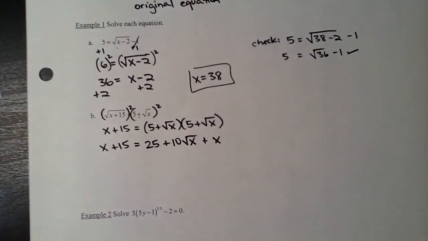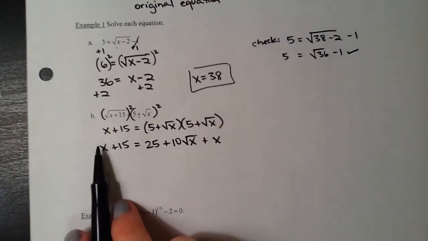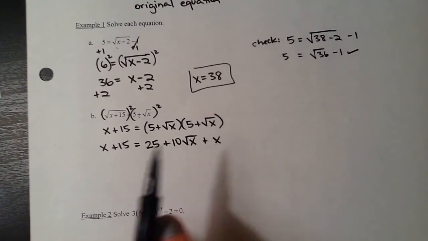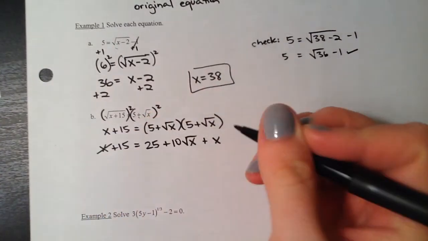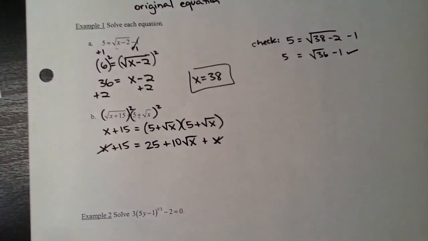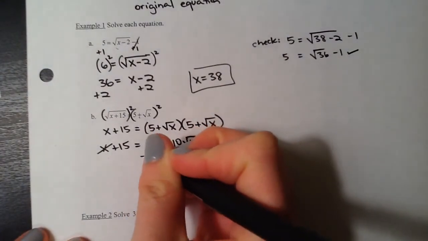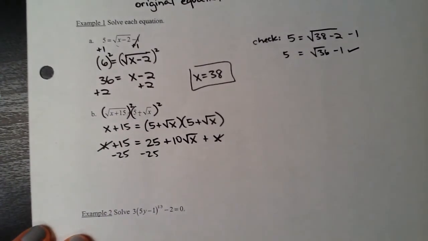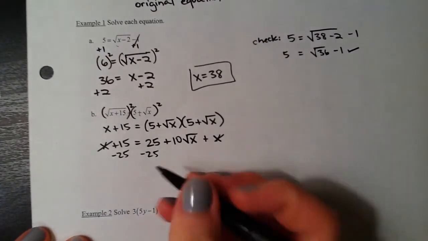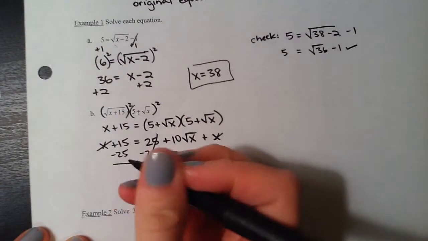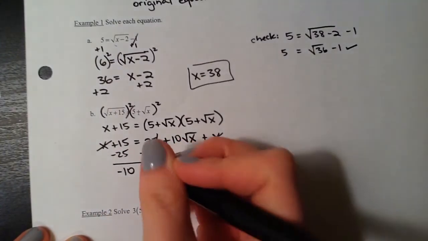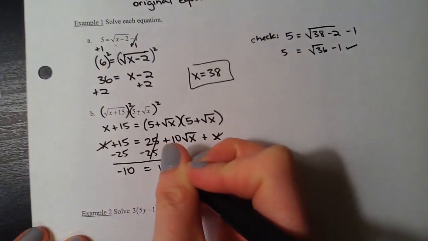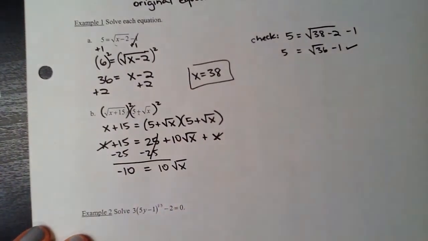Next thing that I'm going to do is kind of look around at some of the pieces. I have an x on both sides, so if I were to subtract x from both sides, they would just end up canceling out. Okay, so I want to get this moved over because I'm kind of going to walk through the steps again. Now I'm going to isolate this radical on one side. So 15 minus 25, I get a negative 10 equals 10 times the square root of x.